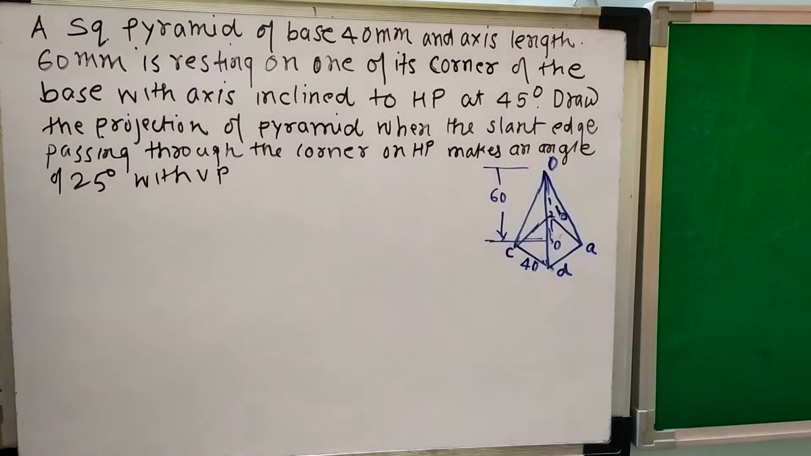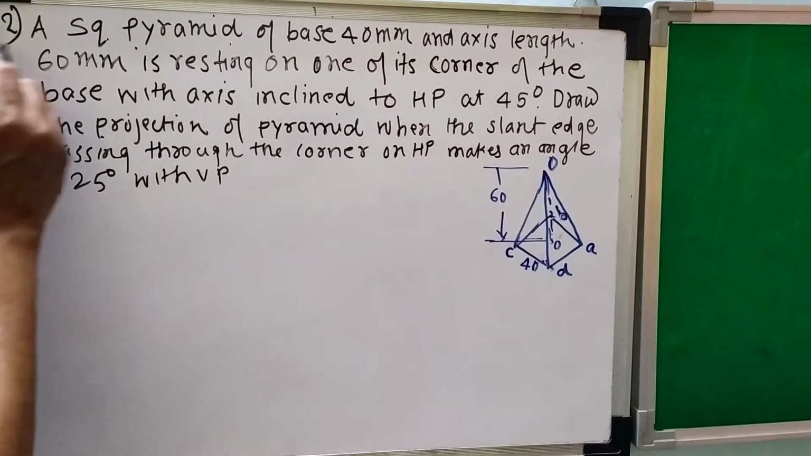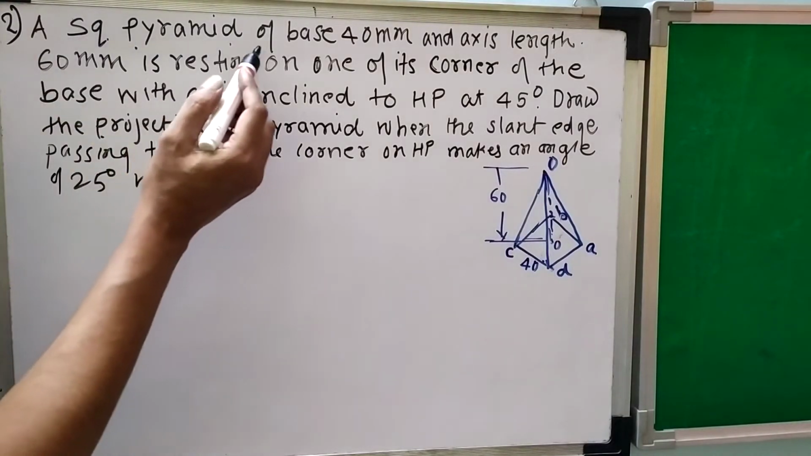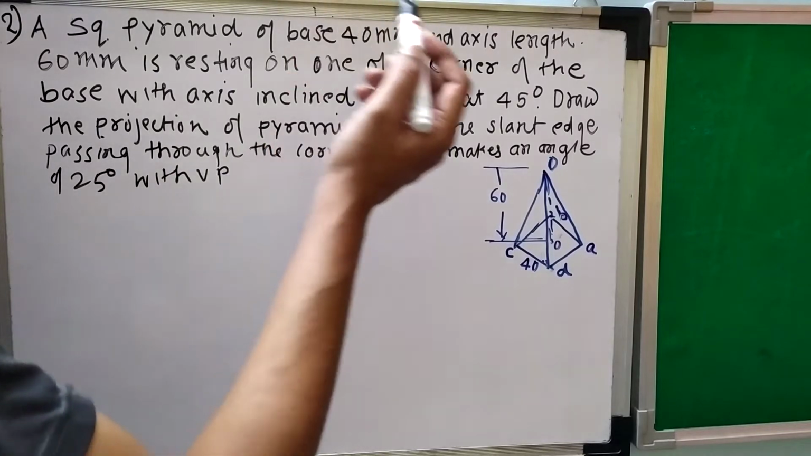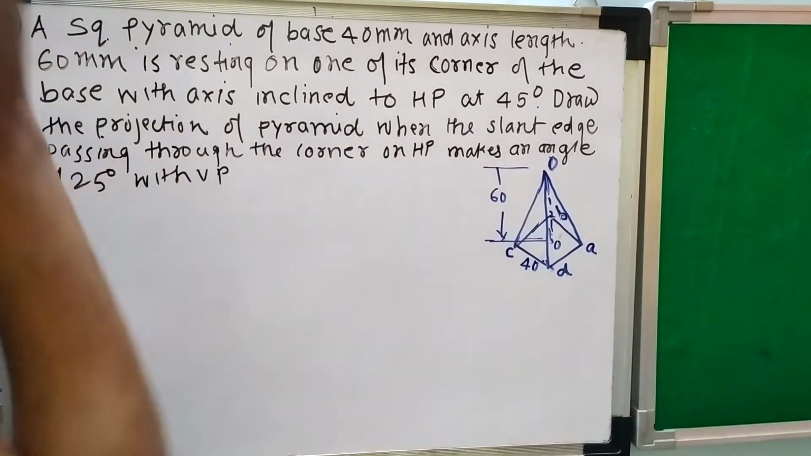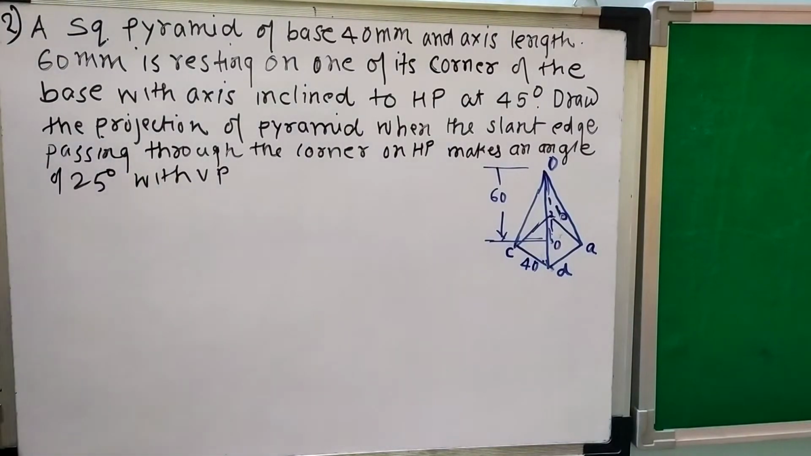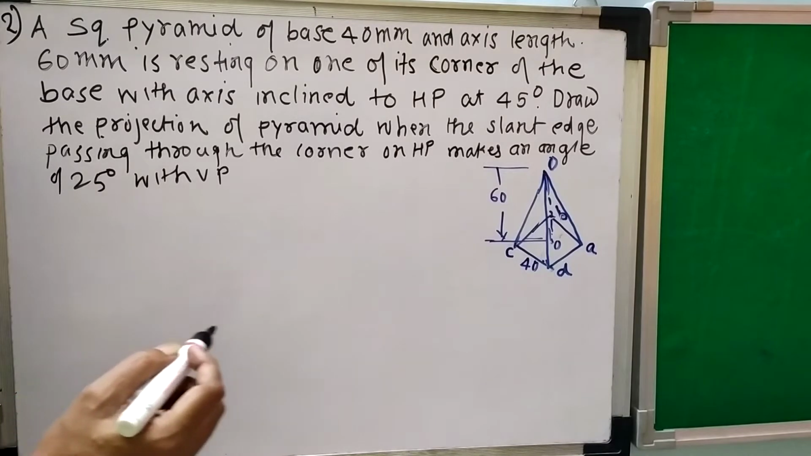So let's start with the second problem of drawing sheet. Now this is second problem of drawing sheet. A square pyramid of base 40 mm and axis length 60 mm is resting on one of its corner of the base with axis inclined to HP at 45 degrees.